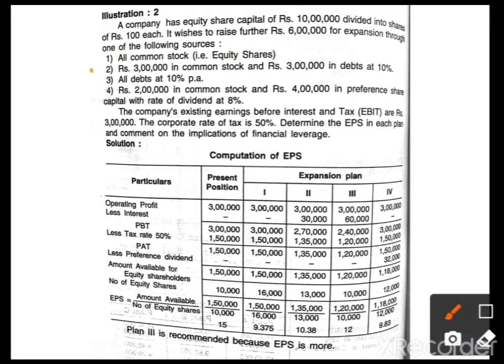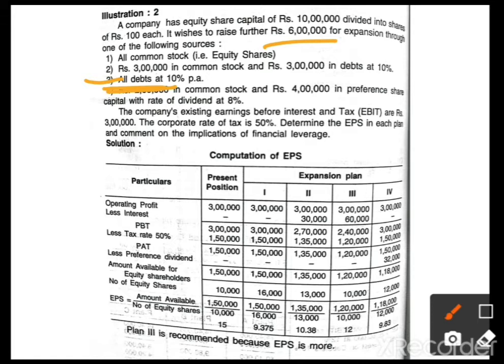In plan 2, out of 6 lakh rupees, 3 lakh rupees is equity shares, and the remaining 3 lakh is debenture. This is very important. Next, in plan 3 all is debt, the entire 6 lakh rupees is debenture, which means there are no new equity shares in plan 3. The old equity is there, the old will be carried forward, and with that I am going to add the new.